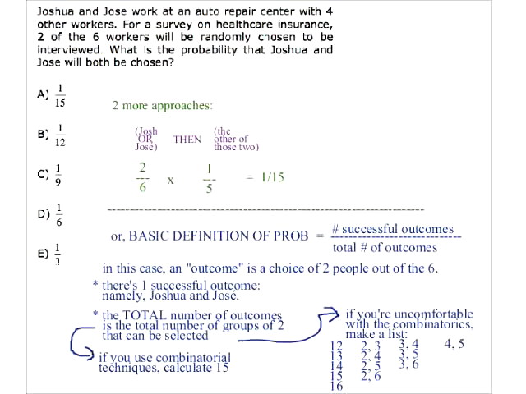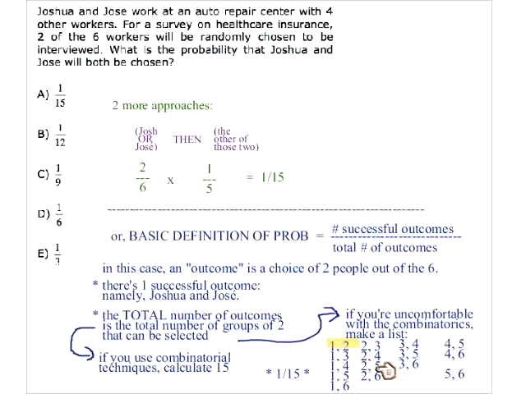Here's all your different groups that you can have. 15 different groups. So out of these 15 groups, only one of them is actually Joshua and Jose. So that's the very first one. So 1 out of 15. That's the other way to go. So there we go. When you do this, you don't have to think about order because you're not multiplying probabilities.